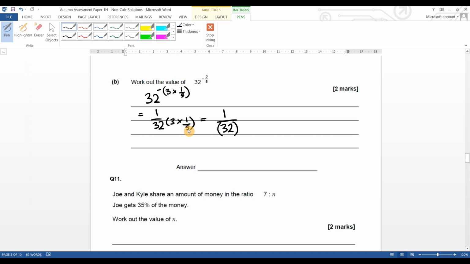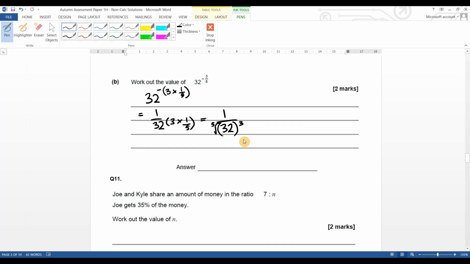Power fifth means the fifth root, so that's going to be the fifth root of 32. Let's put a little 5 there, and you've still got the power 3 there as well. Let's work out the fifth root of 32.